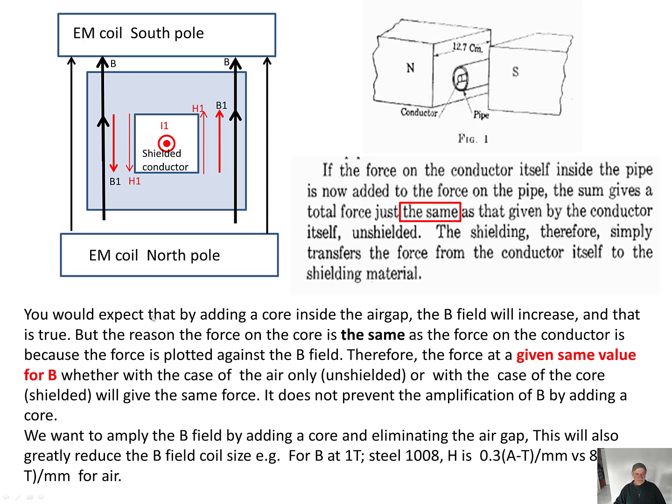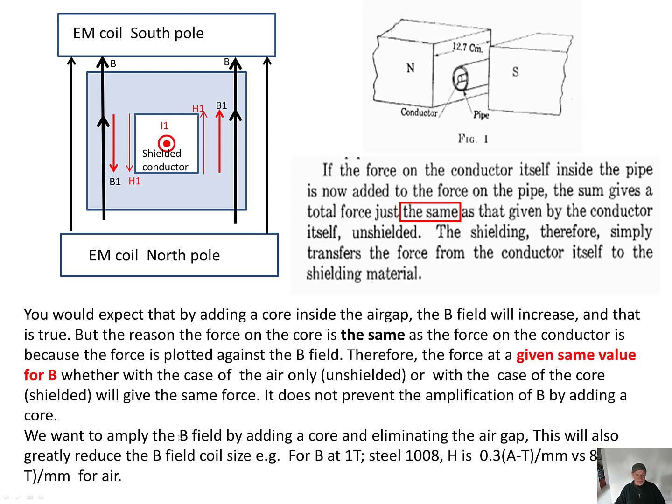You would expect that by adding a core inside the air gap, the B field will increase, and that is true. But the reason the force on the core is the same as the force on the conductor is because the force is plotted against the B field. Therefore, the force at the given same value for B, whether with the case of air only unshielded or with the case of the core shield, will give the same force. It does not prevent the amplification of the B by adding a core.